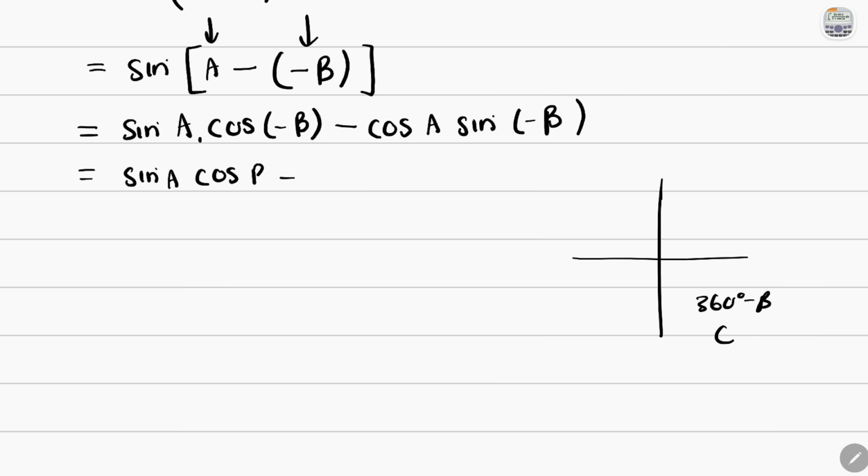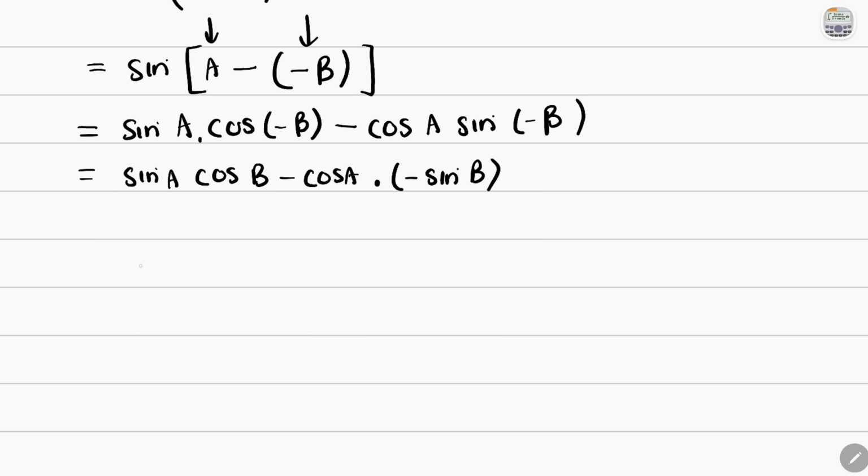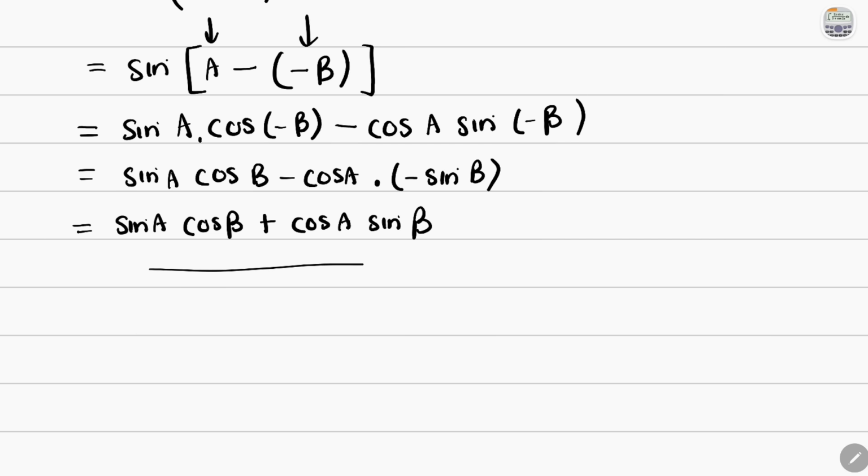Then minus, and then we have cos A. And what is sine negative B? Again, the angle is negative. Add 360 degrees to it, and you have sine of 360 degrees minus B. But you can see that this reduction is in cos's quadrant, and sine is negative in this quadrant. So this would become negative. So multiply by negative sine B. And finally, just simplify. So this is equal to sine A cos B, and when you say negative cos A times negative sine B, that gives you positive cos A sine B. And that is our answer.